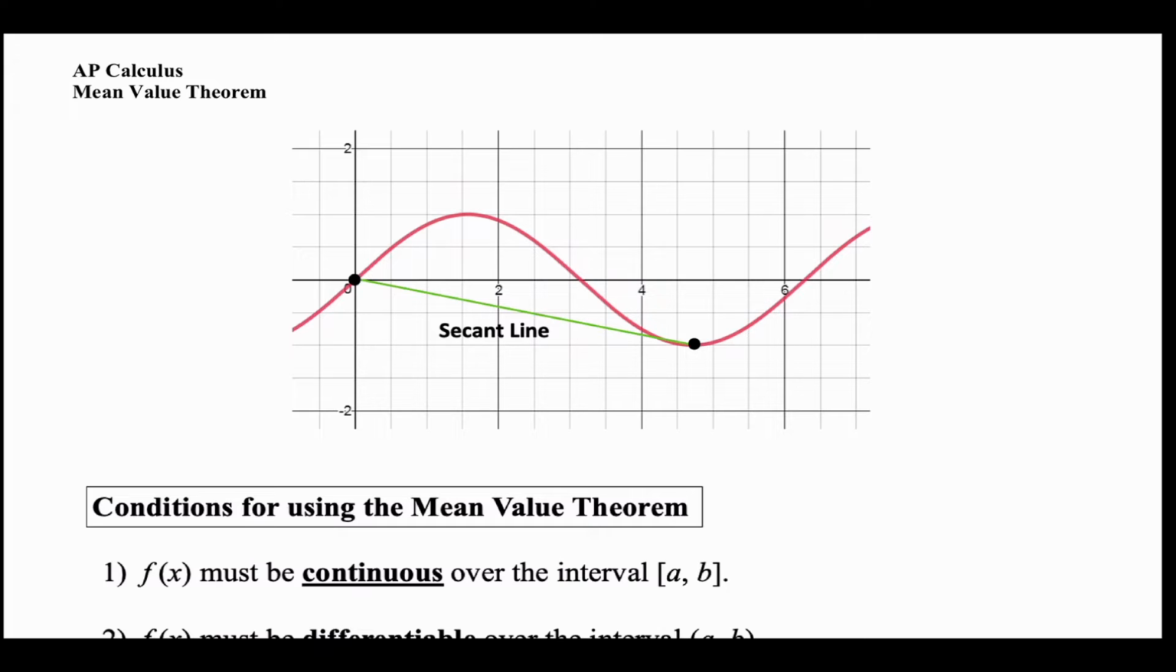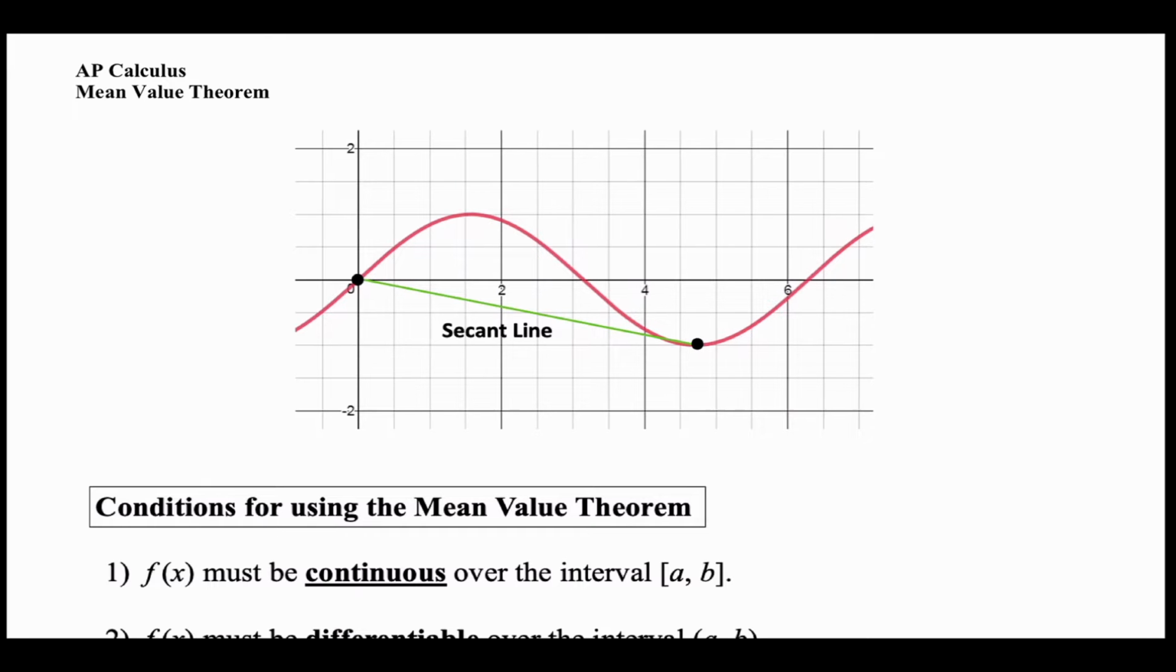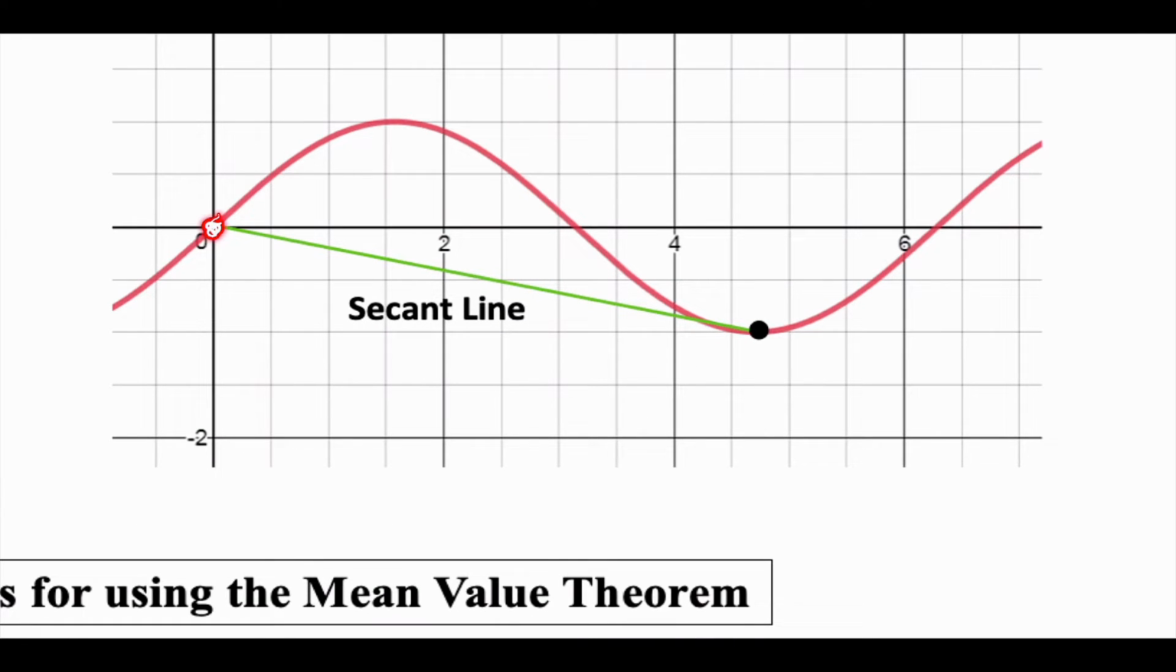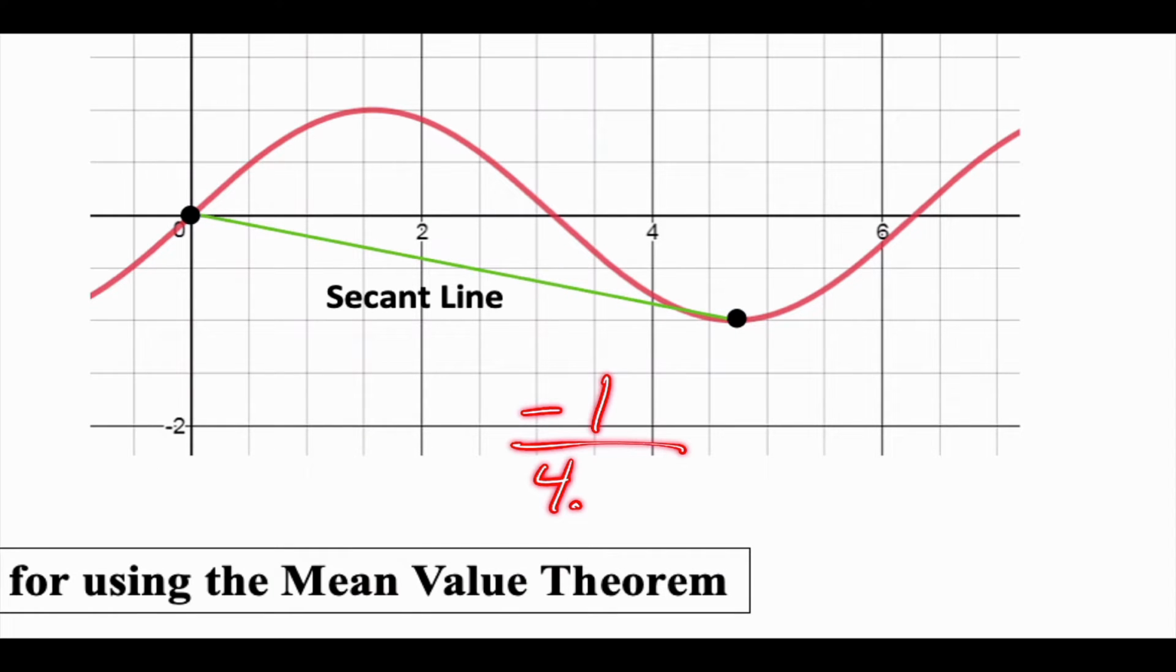So this green line represents the average rate of change from 0 to about 4.4, 4.3. So the average rate of change would be down a unit over 1, 2, 3, 4, about 4.3, 4.4. So -1 over about 4.4 maybe-ish. That's over the course of something. So this is the mean value theorem.